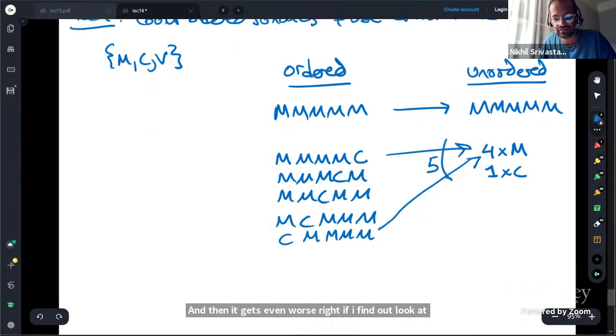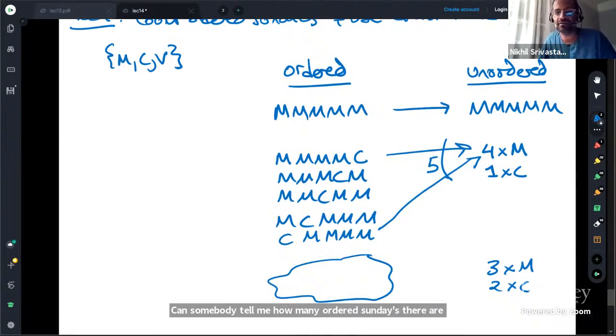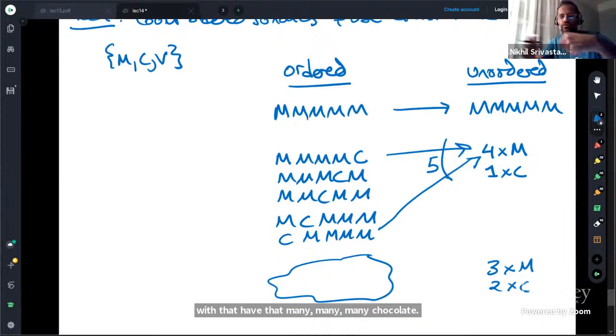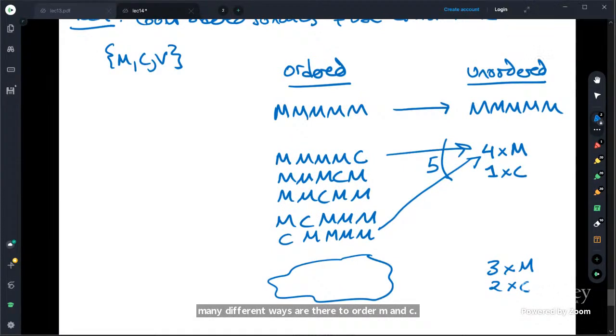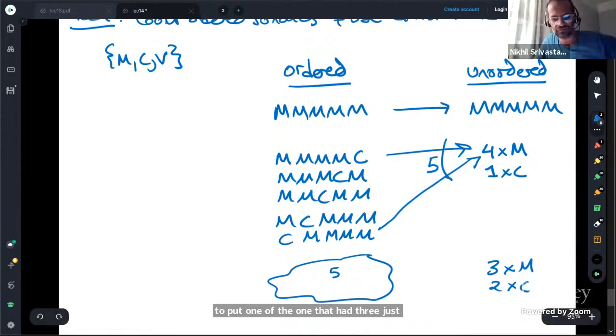If I now look at 3 mint and 2 chocolate, can somebody tell me how many ordered sundaes there are that have that many mint and that many chocolate? How many different ways are there to order M and C in a string with 5 symbols? I think 10. How did you get that? If you have 5 possible places to put the ones that had 3, it's just 5 choose 3. Yeah, 5 choose 3, which I think is actually 10.